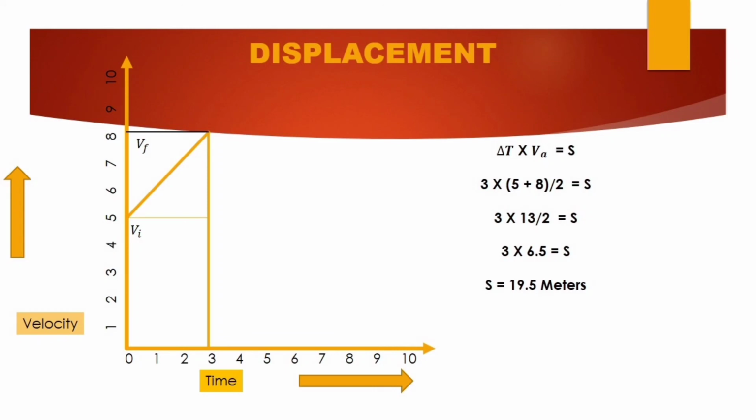Let us put this average velocity in the formula of displacement. So, displacement is equal to 3 into 6.5, that is 19.5. This is exactly the value which we have calculated by finding the area.